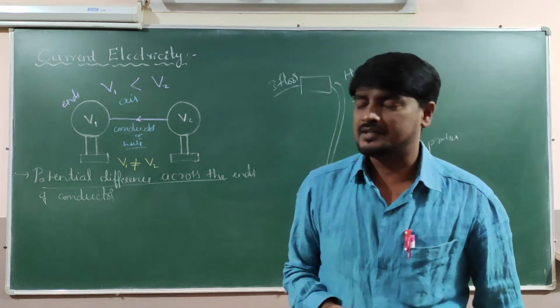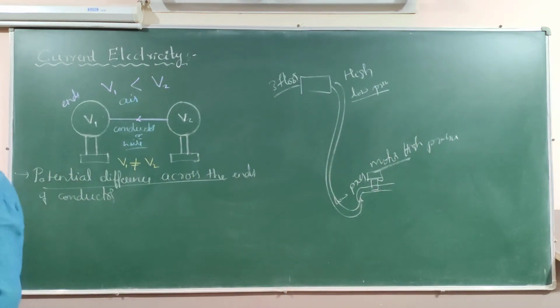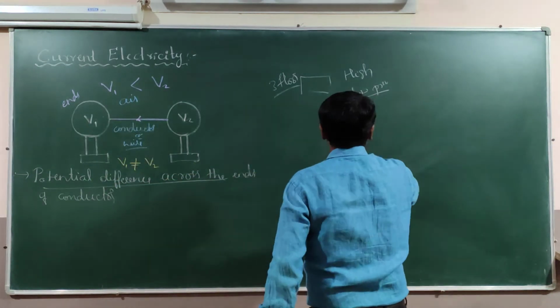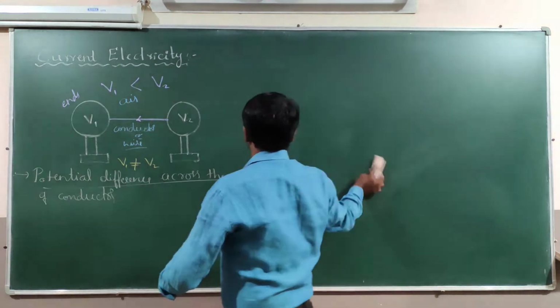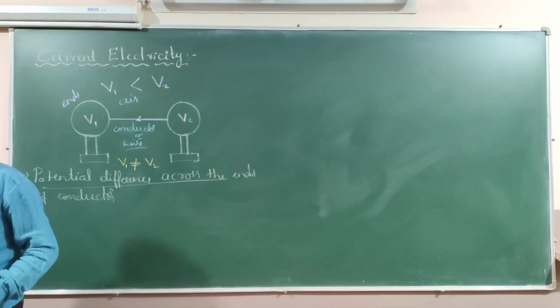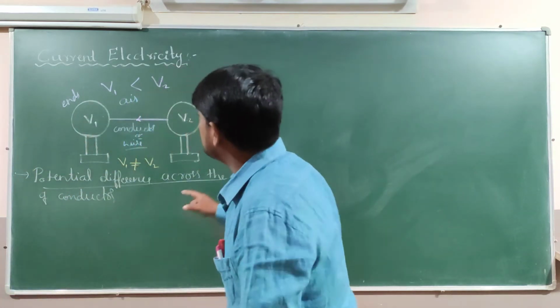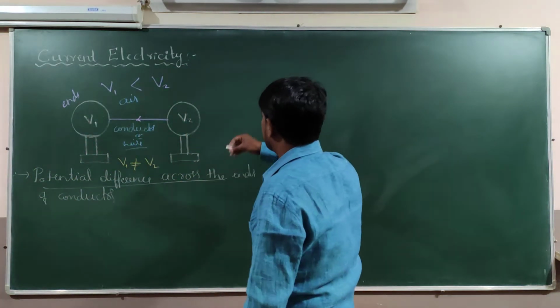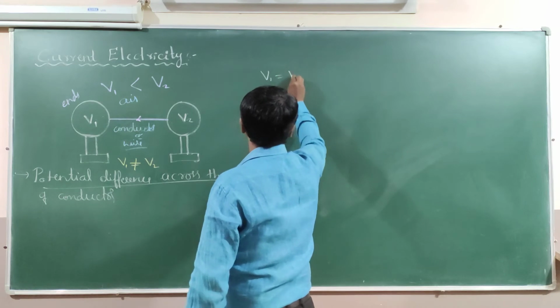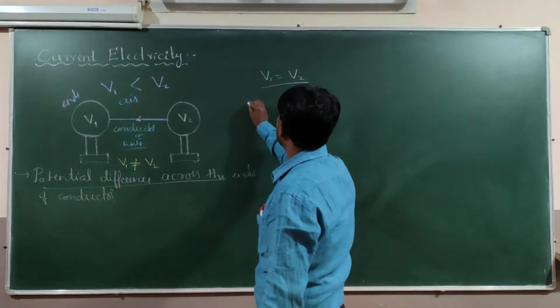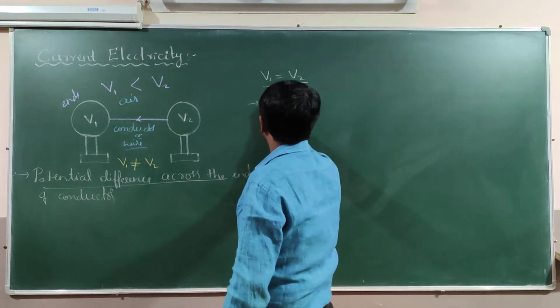So now, friends, this potential difference itself plays a very, very important role in the conduction of electricity. Now, let us proceed to the next concept. Suppose these two metal spheres are equal, suppose V1 is equal to V2, and they are connected by a conductor. Then what is happening there? There is a flow of charges, but not like this.